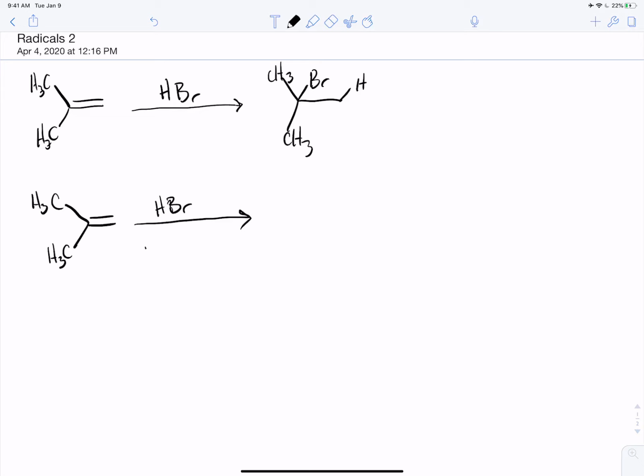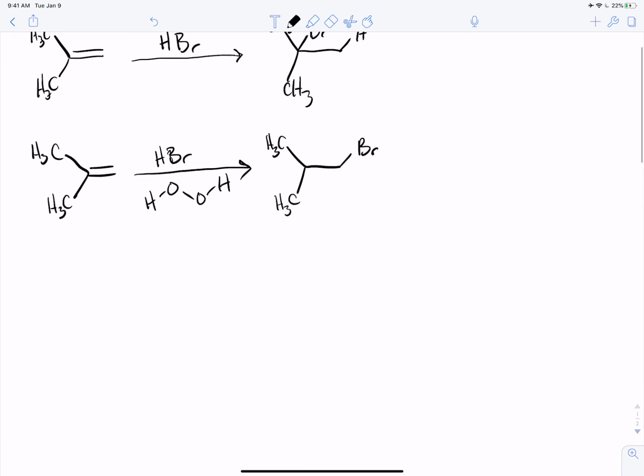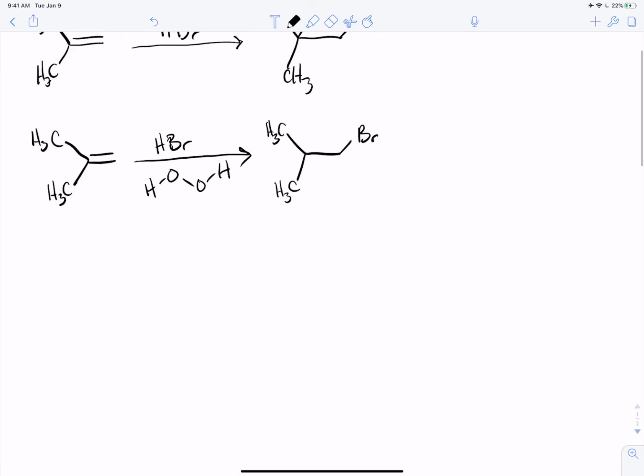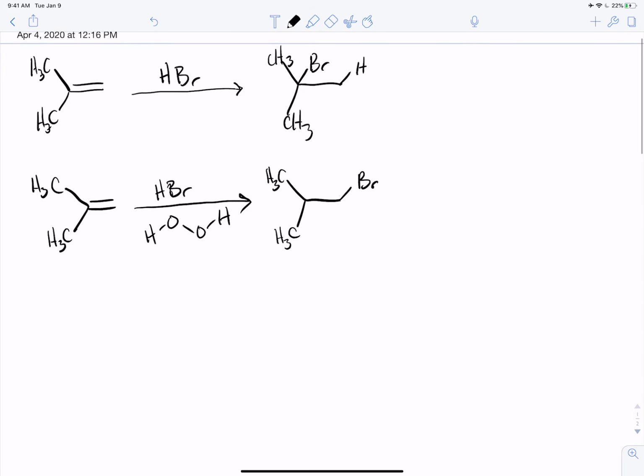We take HBr and peroxides. Because this goes through a radical mechanism, we can get different selectivity here. I said I wasn't going to make you learn any more mechanisms, but this one's kind of interesting to look at. So let's just very quickly look at this one.